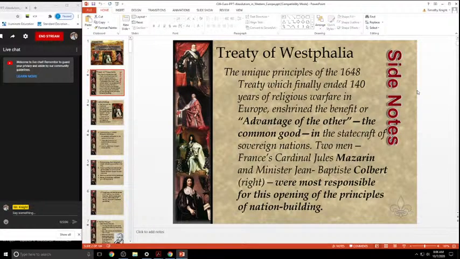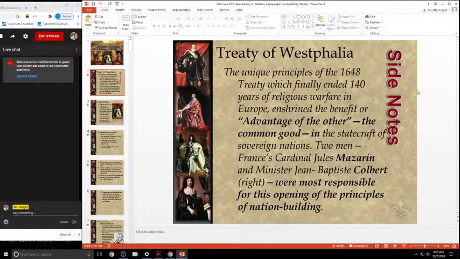So the Treaty of Westphalia, basically it says the unique principles of the 1648 treaty, which finally ended 140 years of religious warfare. Remember, the Treaty of Westphalia is a major thing that you need to remember as a hallmark turning point in history, because the Treaty of Westphalia ends the 30 Years' War. And the 30 Years' War is the last religious war in Europe. So the Treaty of Westphalia is significant, and you're going to want to remember it as kind of the beginning of the age of absolutism.